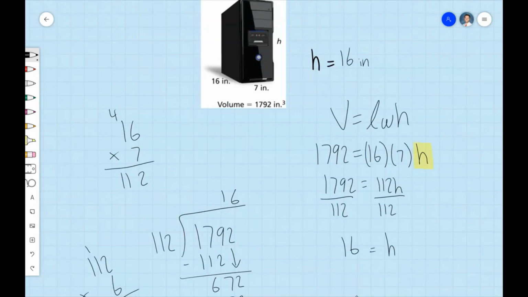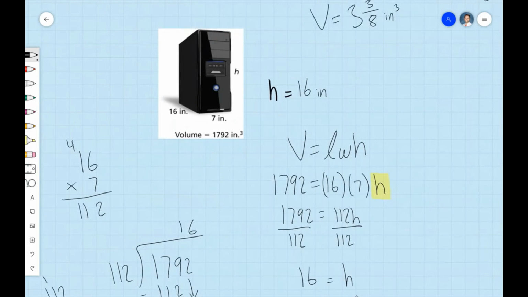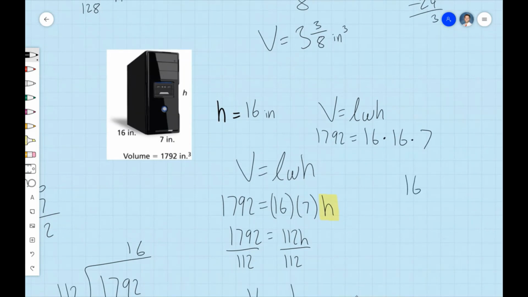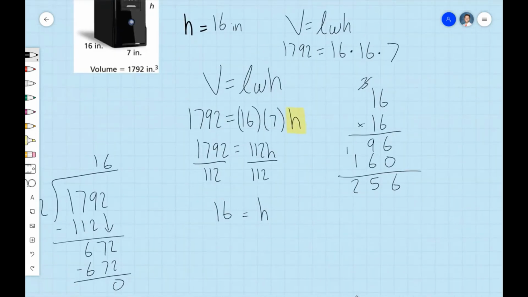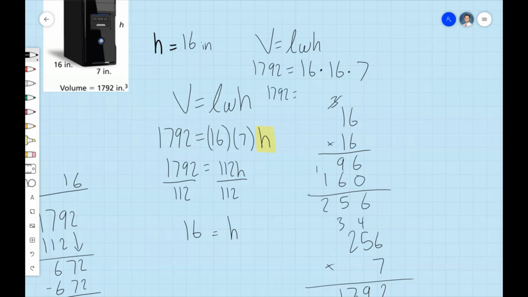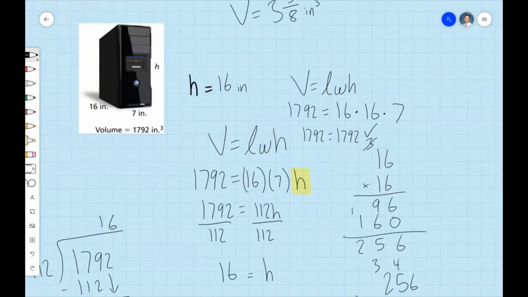And if we were to go back and check our answer, 16 times 7 times 16 should equal 1,792. So let's just check. Our volume is equal to length times width times height. So we have volume is 1,792, and we have 16 times 16 times 7. Let's start with 16 times 16. We get 256, and then we can multiply 256 times 7, and hopefully that will equal 1,792. And it does. 1,792 equals 1,792. So we have checked our answer, and we know that the height is indeed 16 inches.